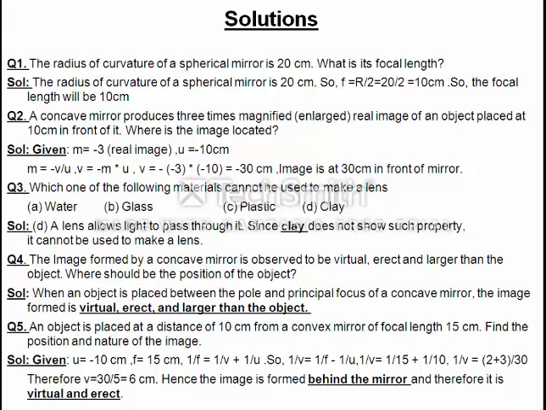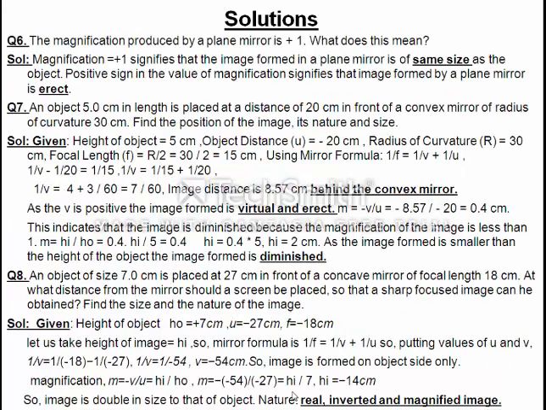So here we are getting V is equal to 6 centimeter, and the image is behind the mirror, and therefore it is virtual and erect. Now coming to question number 6: the magnification produced by a plane mirror is +1. What does this mean? What does plus indicate? Plus indicates that the image is virtual and erect.